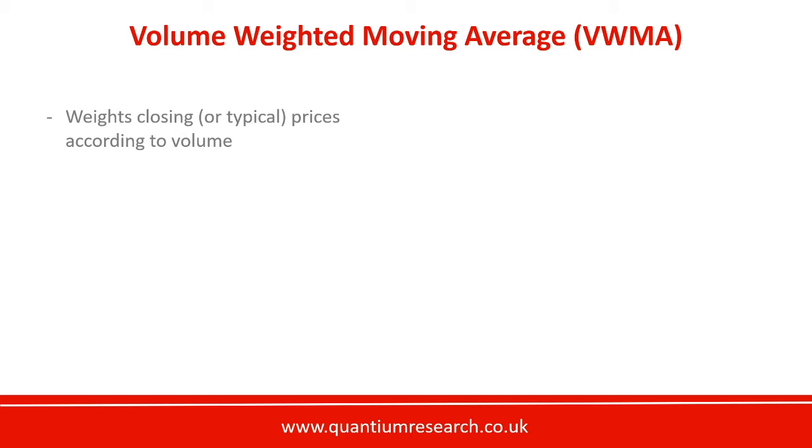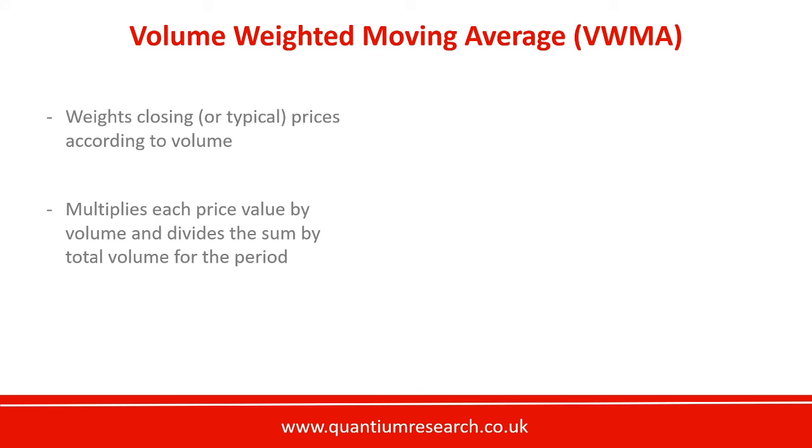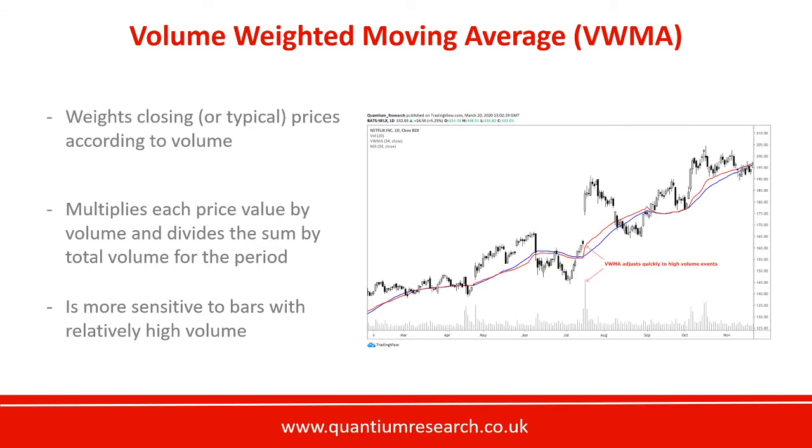It is calculated simply by multiplying each price by the volume that accompanied it. Then those volume-weighted prices are added up and divided by the total volume for the period. And they're very sensitive to bars with very high volume, should we say. We'll give an example here.